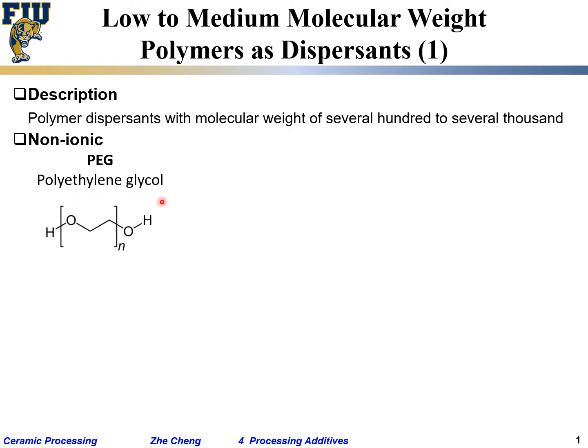PEG, polyethylene glycol, from ethylene glycol, two carbons and an oxygen as the repeating unit, and PVP, polyvinyl pyrrolidone. This is the repeating unit. Here, non-ionic means that when I dissolve this in water, I do not readily form an ion. Here, similarly, I do not readily form an ion.